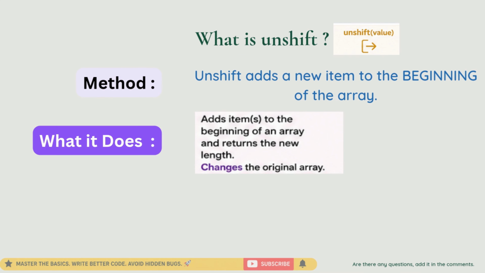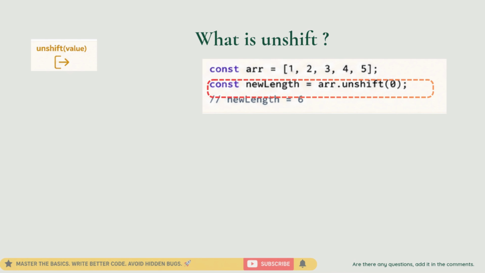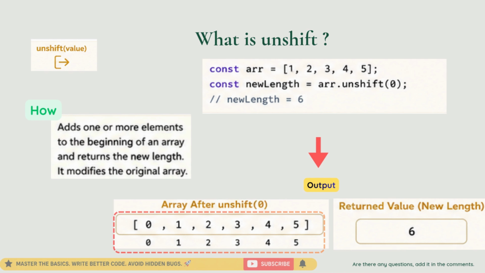Understanding unshift. Next is unshift. Unshift adds a new item to the beginning of the array. Example. Const new length equals arr.unshift(0). Now the array becomes 0, 1, 2, 3, 4, 5. Returned value becomes 6. What happened? JavaScript placed number 0 at the beginning. Then all the existing numbers moved one step right.